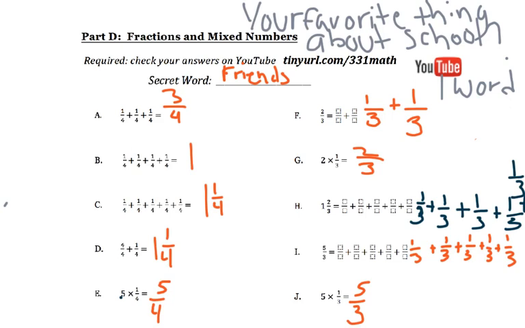The secret word is your favorite thing about school, and it has to be one word. Rianne put her favorite thing about school is friends, so that's her secret word. Yeah. So here are your answers.